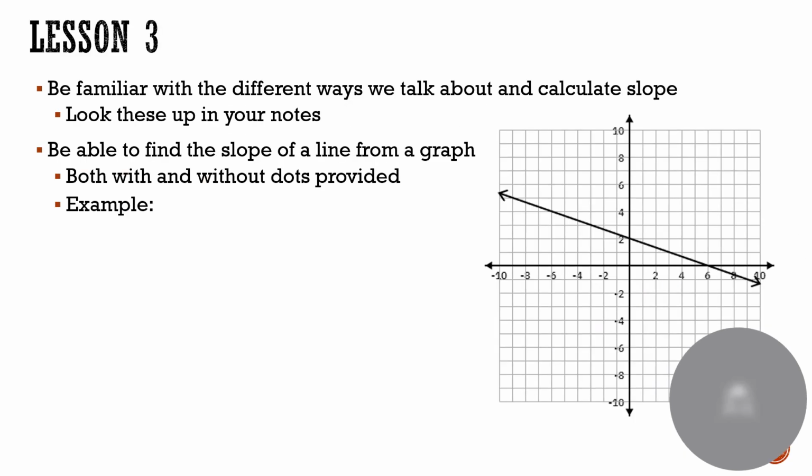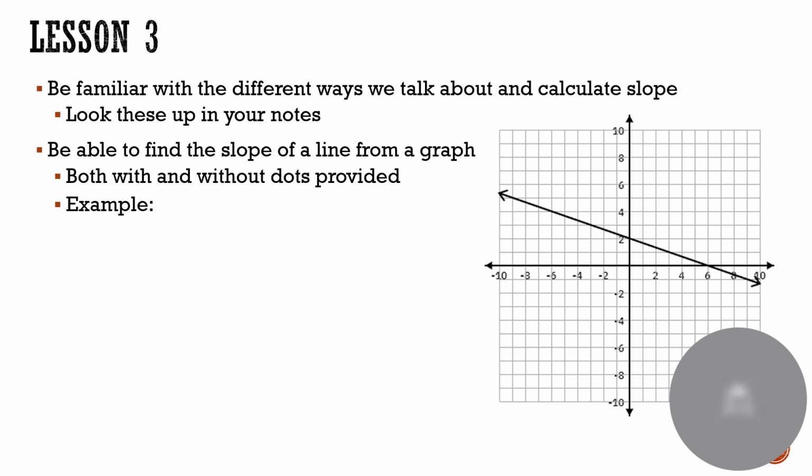From lesson 3, be familiar with the different ways we talk about and calculate slope. Look these up in your notes. Okay, so we had a definition of slope as the measure of steepness. We had rise over run. We had delta y over delta x. We had rate of change. Okay, so we had different ways. It was on a slide. I can see it in my head.